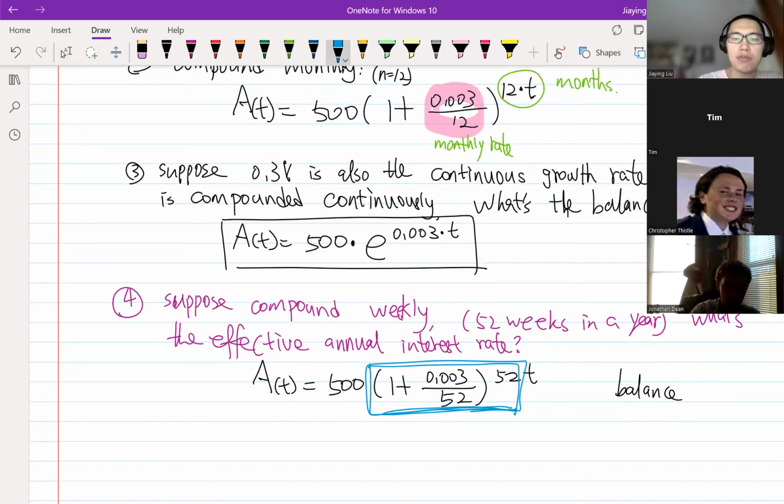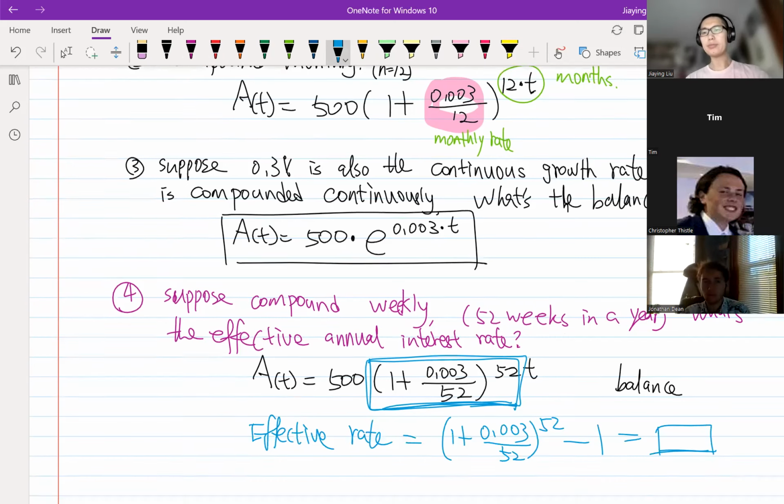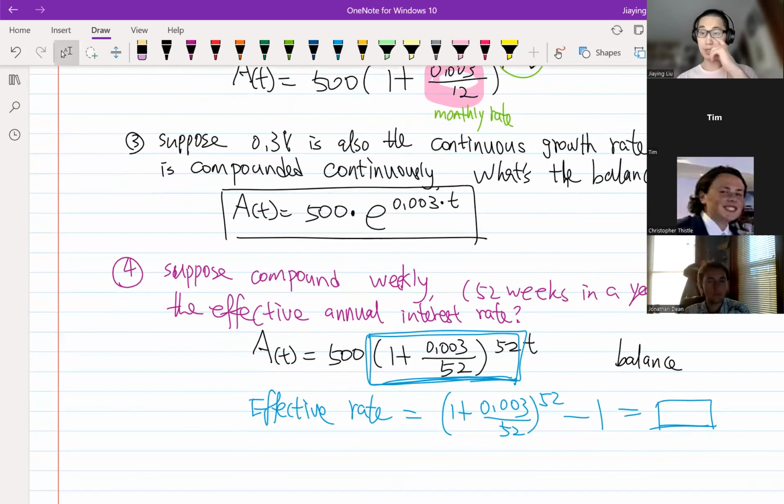So the effective interest rate is equal to 1 plus 0.003 divided by 52, raised to the 52, minus 1. So put this into the calculator. That will give me the effective interest rate. It's not going to be 0.3%. It's actually a little bit higher, but it's not going to be 0.4%. It's not that high. It's just a little bit higher than 0.3%. It's not too crazy. All right, any questions about this problem?